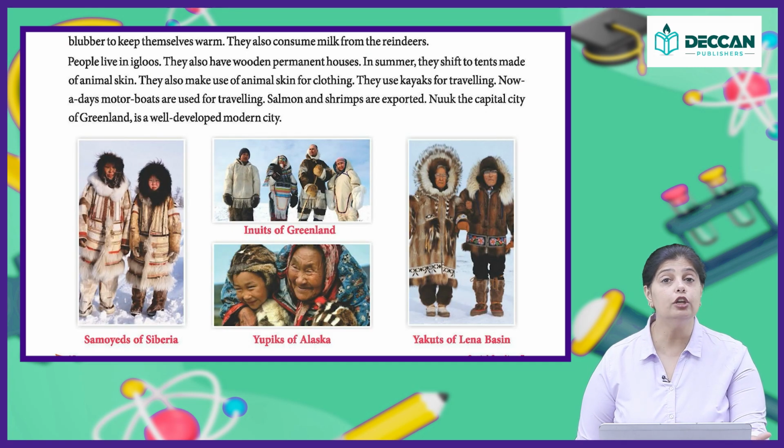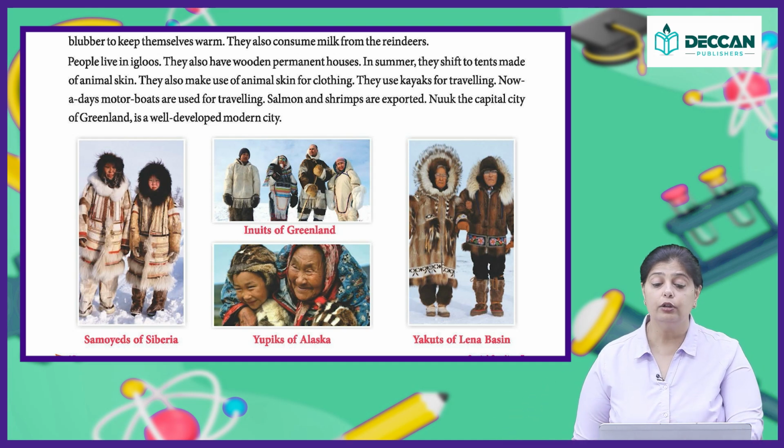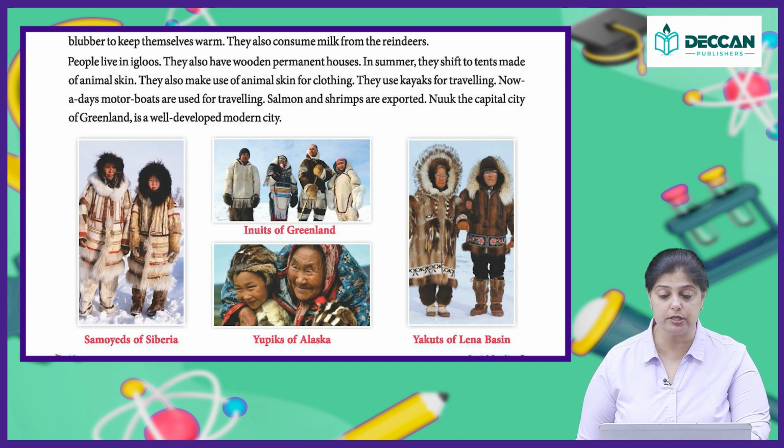People live in igloos, that's the house that they live in. Now, the igloos, what are they? They are houses made of ice blocks, inside which they live. They also have wooden permanent houses. In summer they shift to tents made of animal skin. They also make use of animal skin for clothing, because animal skin can keep them warmer than any other artificial method of clothing.